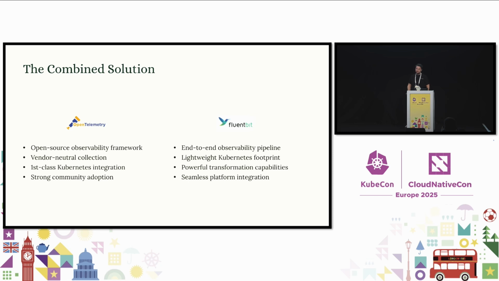OpenTelemetry is an open source observability framework. It is vendor neutral and provides vendor-neutral collection. It has first-class Kubernetes integration and strong community adoption. Probably you heard a lot about OpenTelemetry during this conference. And Fluent Bit is an end-to-end observability pipeline. It's lightweight if you're using it on Kubernetes. It has powerful transformation capabilities, and it has seamless platform integration.